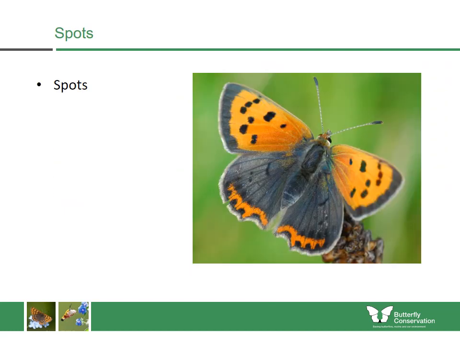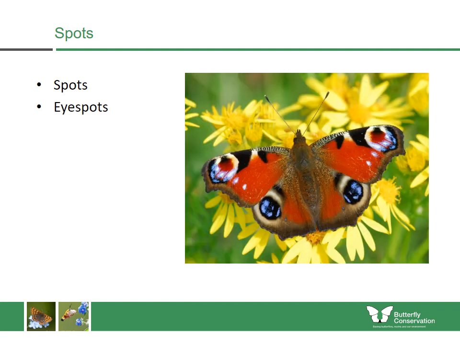So when we're looking at spots, you might notice that some butterflies have little speckles on the wings, just like the small copper here, whereas others have really striking eye spots. If you see a red butterfly with striking eye spots like this, you know immediately that it's the peacock butterfly because no other butterfly looks like this in the UK.